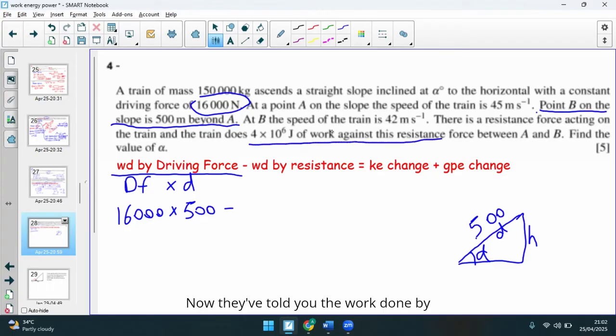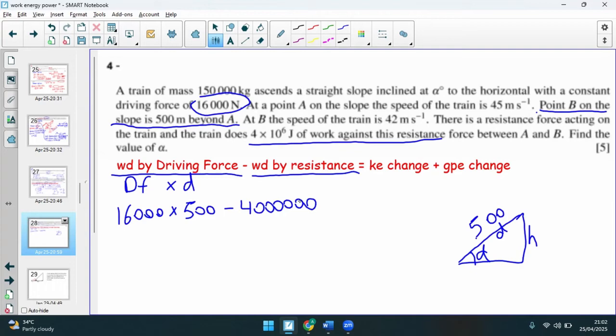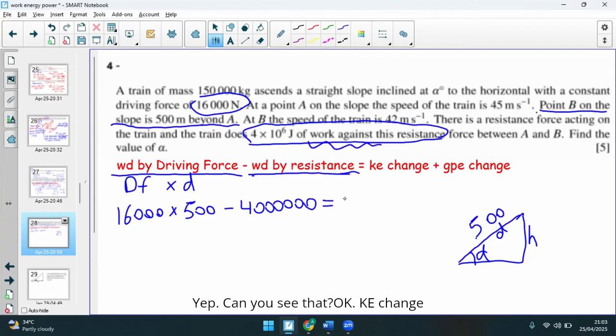Now they've told you the work done by resistance already. This is basically 4 times 10^6, which is 4 and 6 zeros. Remember, this is not the resistance. This is the work done by the resistance, or work against the resistance, same thing. So we don't need to do resistance times distance here, because they've given you the whole thing together. Can you see that? KE change will be half times M times 42 squared minus half times M times 45 squared.